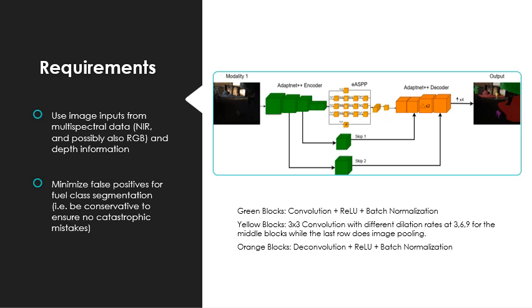We have some important requirements to achieve our goals. Those are to use multispectral or NGR images, which use near-infrared, green and red channels instead of the usual RGB, red, green, blue channels, as the input image, and depth information. Next, to avoid any damage to fauna or flora, we should be able to minimize as much as possible the number of false positives for the fuel class, or flammable material, which we would like to cut down.